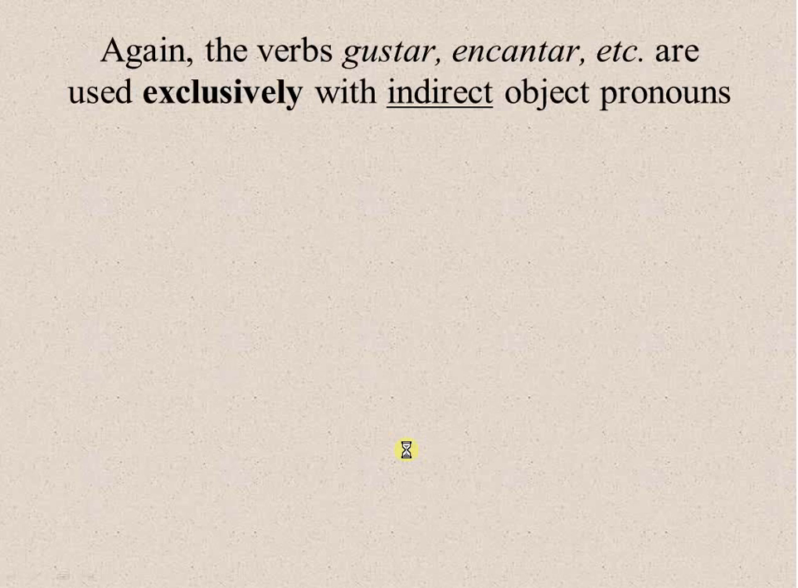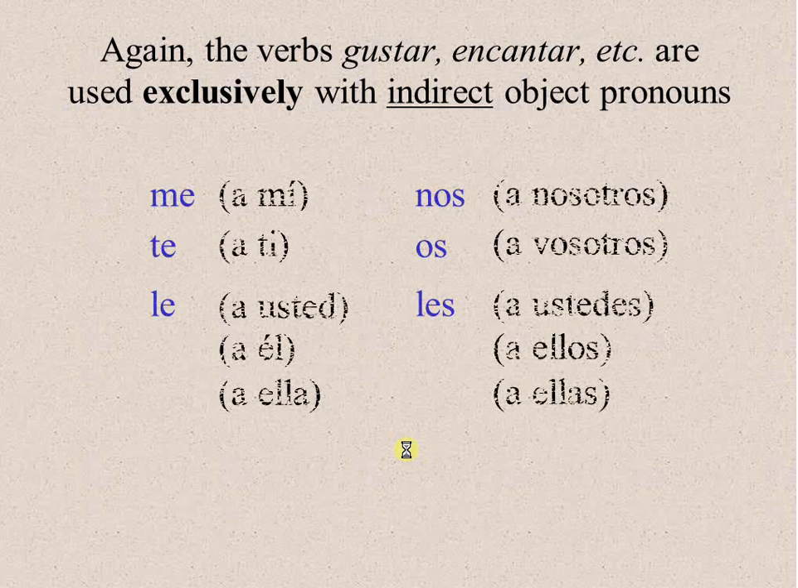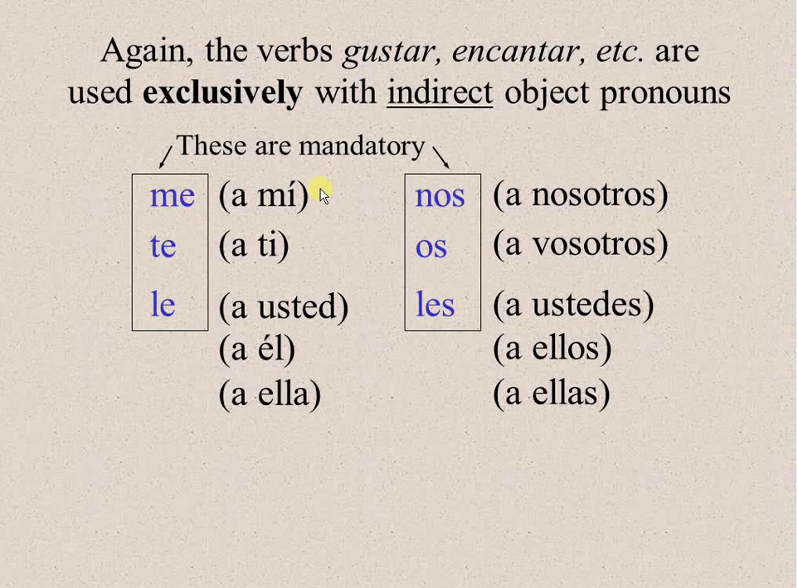Again, the verb gustar and encantar, etc. are used exclusively with indirect object pronouns. Whenever you want to be more specific, you need to use the a right before the pronoun. So you can say, for instance, me gusta, or when you want to emphasize, you say a mí me gusta. Te gusta or a ti te gusta.